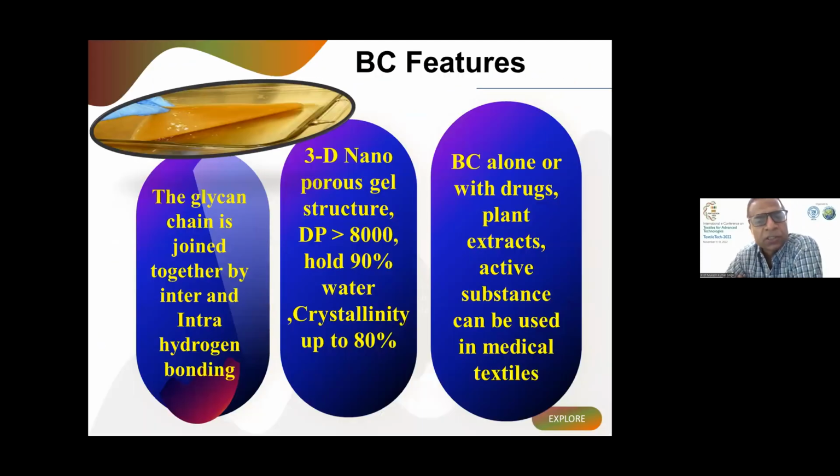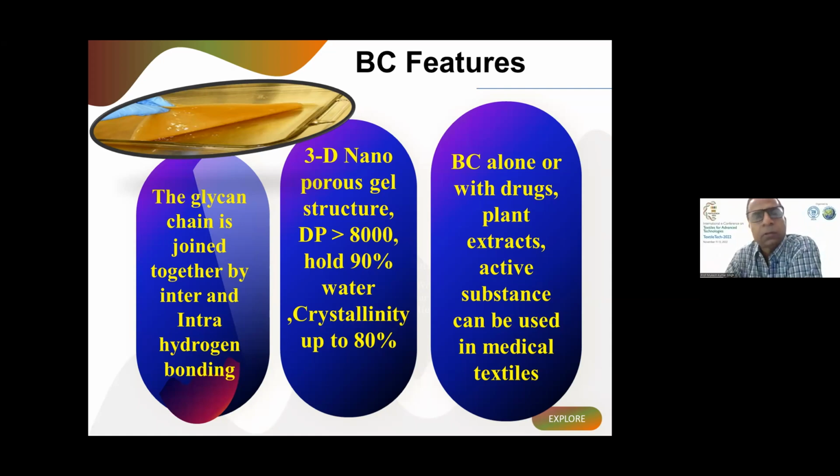If you see the features of bacterial cellulose which make this material very smart, it is available in the form of glycan chains, which are joined by intra and inter-hydrogen bonding. A three-dimensional nanoporous gel structure is easily formed, or you can say automatically formed, at the junction of air and water. Degree of polymerization remains higher than 8,000. It can hold 90% water, and crystallinity may be achieved up to 80%. Bacterial cellulose alone or with drugs, or with a plant extract, or with other active substances can be used for medical purposes successfully.